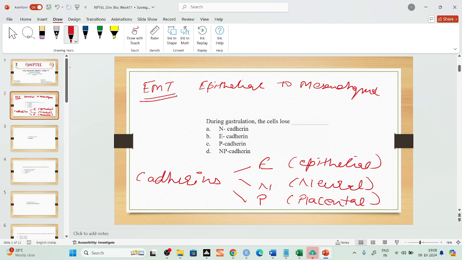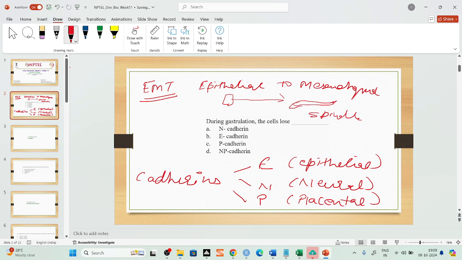Now, an E-cadherin, as the name suggests, is an epithelial cadherin. That means it is majorly found on simple epithelium tissues, simple squamous epithelium tissues, which are somewhat cuboidal in shape. Now, when epithelial to mesenchymal transition takes place, these epithelial cells, this is not a perfect cuboid, I'm just telling you, change to mesenchymal cells, which are spindle shaped.